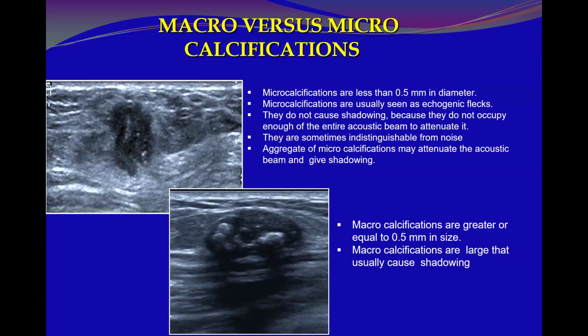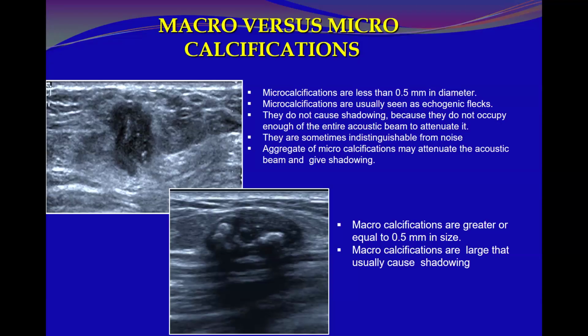There are two types of calcification: small, fine calcification and coarse, large calcifications. The microcalcifications are less than 0.5 millimeter in size or in diameter and are usually seen as echogenic flecks. They do not cause shadowing because they do not occupy enough of the entire acoustic beam to attenuate it. So they are sometimes indistinguishable from the noise or from the speckles of Cooper ligaments in the adjacent parenchyma.